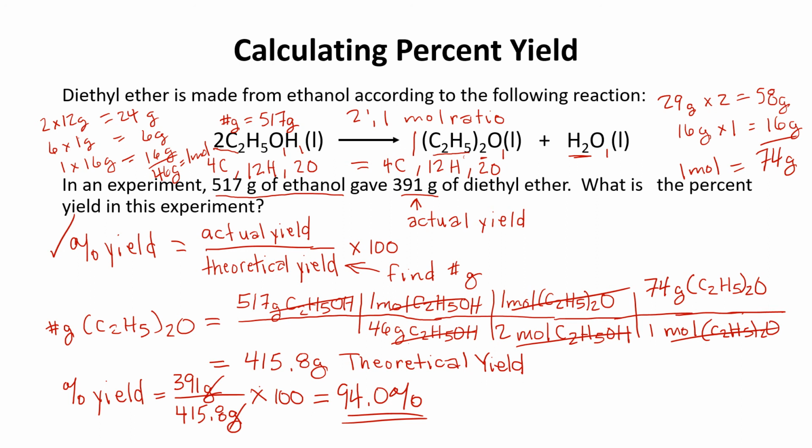Now, remember that if you have to identify your limiting reactant, right, then you calculate the theoretical yield always based on the limiting reactant, okay? And then once you have your theoretical yield, you divide that into your actual yield times 100 to get your percent yield.